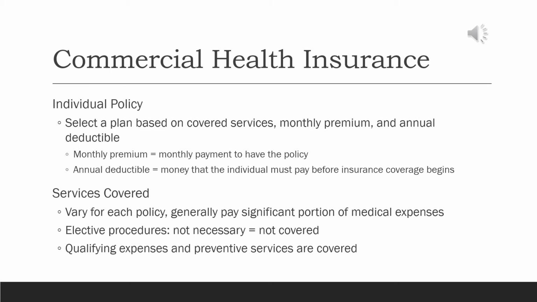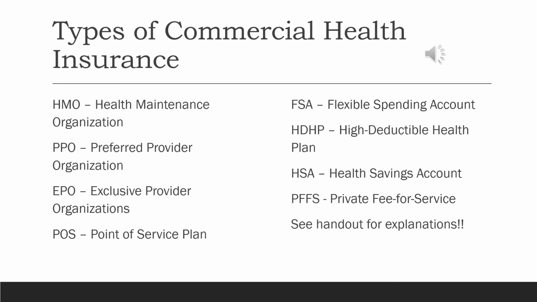Qualifying expenses and preventative services are covered, and so that's something to look into with every policy plan: what qualifies to be covered and what preventive services, including nutrition counseling, are covered. There are a lot of different types of commercial health insurance, and I listed most of the common ones here. We have HMO, PPO, EPO. What I did was make a handout that you can refer to that gives an explanation for each one of those. In fact, we're going to go over those next.